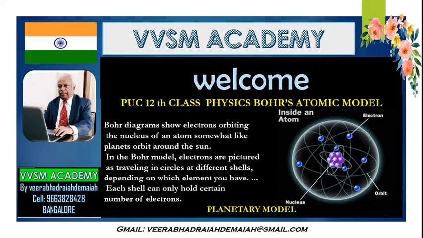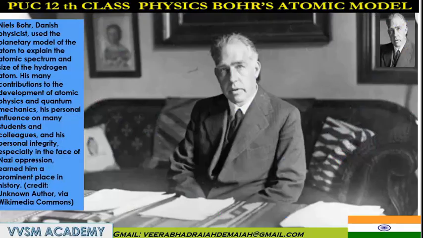Bohr's diagram shows electrons orbiting the nucleus of an atom somewhat like planets orbit around the sun. In the Bohr model, electrons are pictured as traveling in circles at different shells depending on which element you have. Each shell can hold a certain number of electrons, that is principal orbitals K, L, M, N, O, P, and suborbitals S, P, D, F orbitals. This is the great scientist by name Niels Bohr.